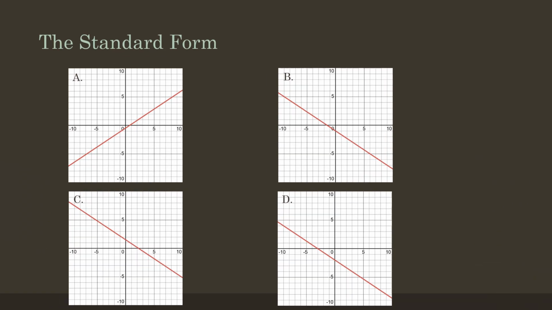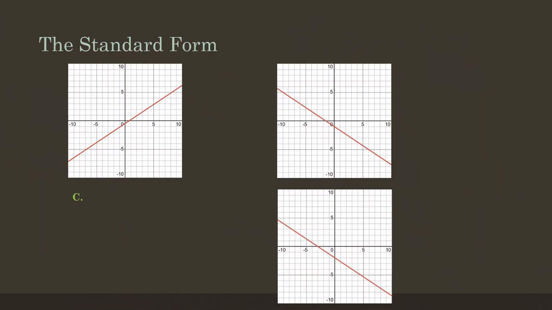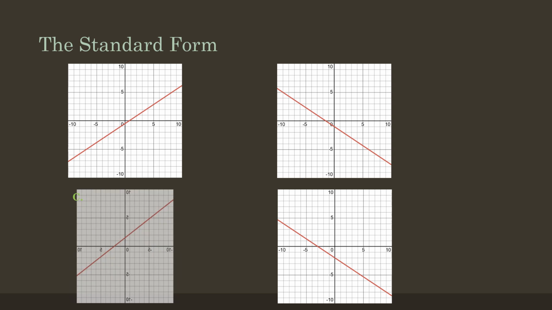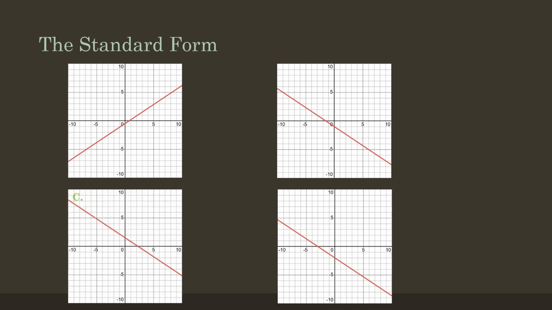Example 3. Which one of these graphs represents the equation 4x plus 6y equals 9? If you chose C, that is correct. As you can see, the two intercepts we found also serve as points on the line. So, if we need to graph a line or even just find the slope, using the standard form is one of the easiest ways to get there.